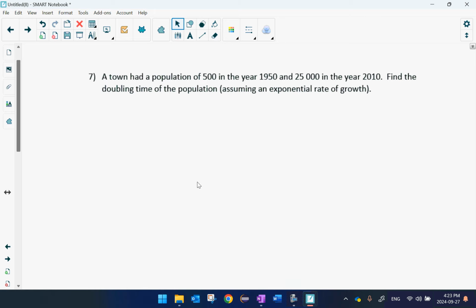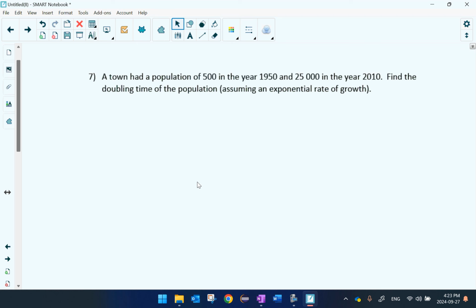Okay, our last example today is very similar to the half-life example, but we're talking about doubling periods instead. So we have a town with a population of 500 in 1950 and 25,000 in the year 2010. Find the doubling time of the population, or the amount of time it takes the population to double. And this is assuming that there's an exponential rate of growth that doesn't change.